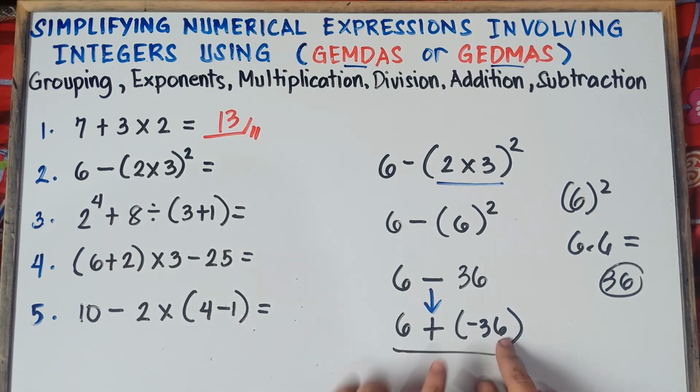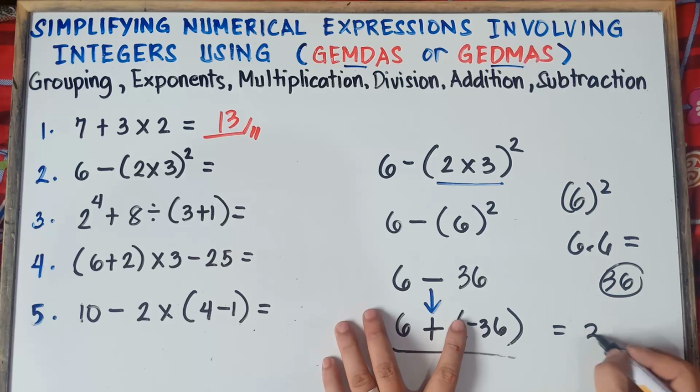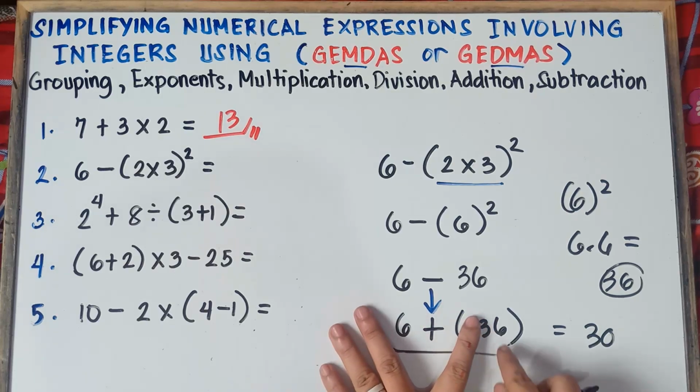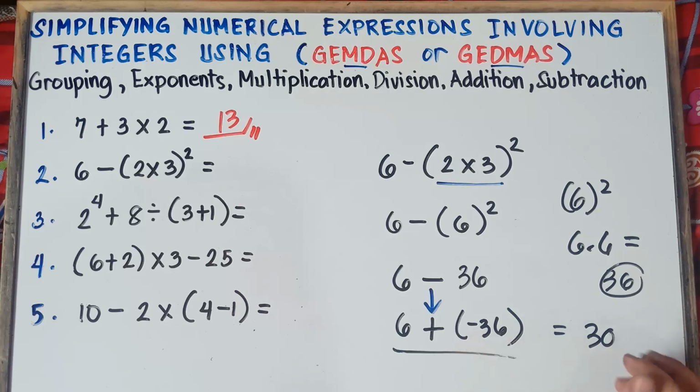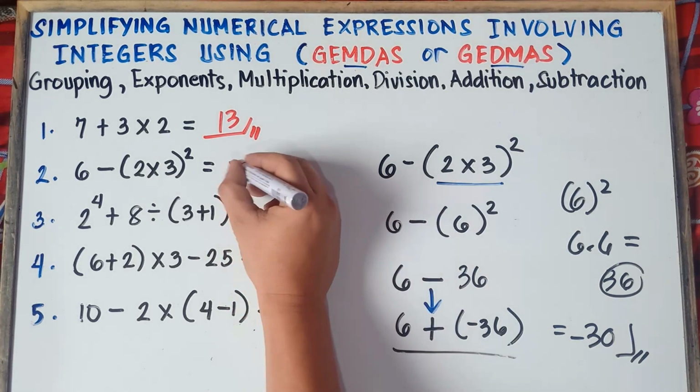So subtract 36 minus 6, that would be 30. Once again, let's ignore first the sign. 36 minus 6, that would be 30. Now 36 is greater than 6, we copy the sign of 36. Therefore, our answer, class, is negative 30. Alright, so the answer with regards to number 2 would be negative 30.